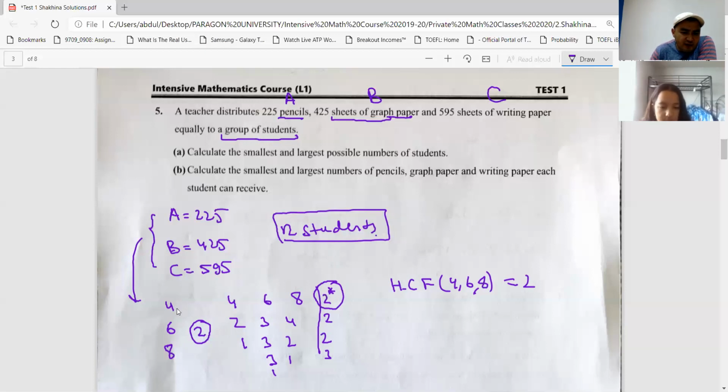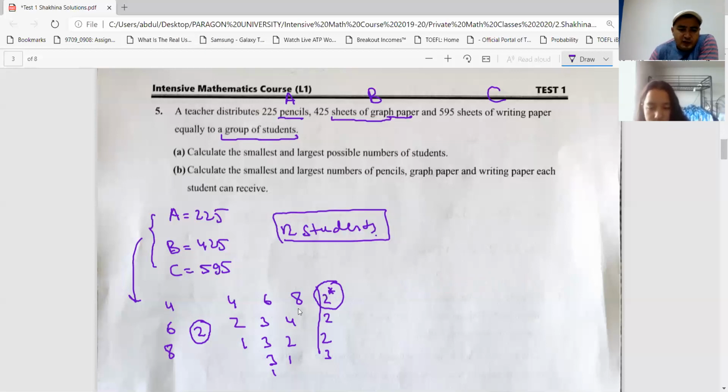Because when I give here, I give 1, 1, 1, 1, 1, 1. So each student gets how many? 2 pencils. Each student gets 3 sheets of graph paper, right? Each student gets here 4 sheets of writing paper. Anyway, if you understand this idea, let me just delete here. That's just a simple example.